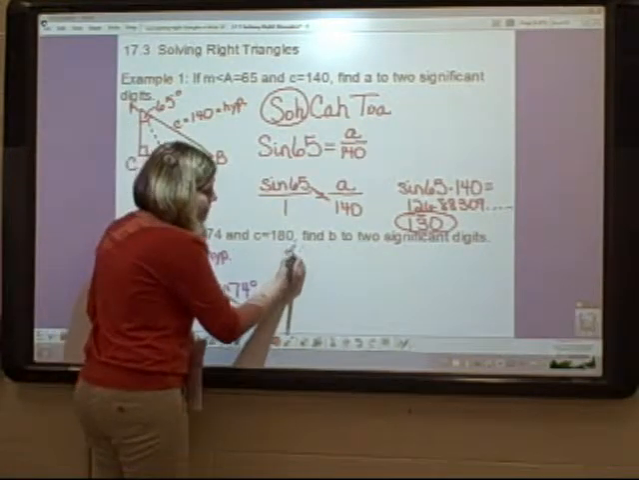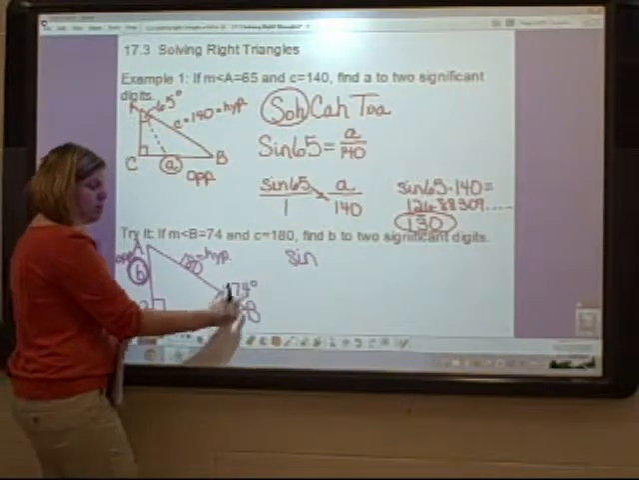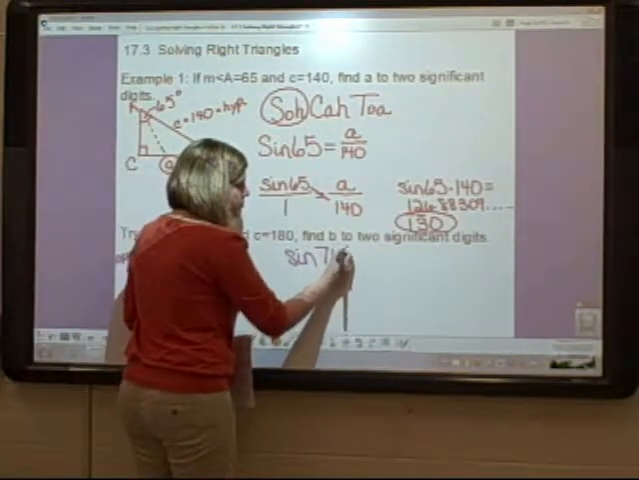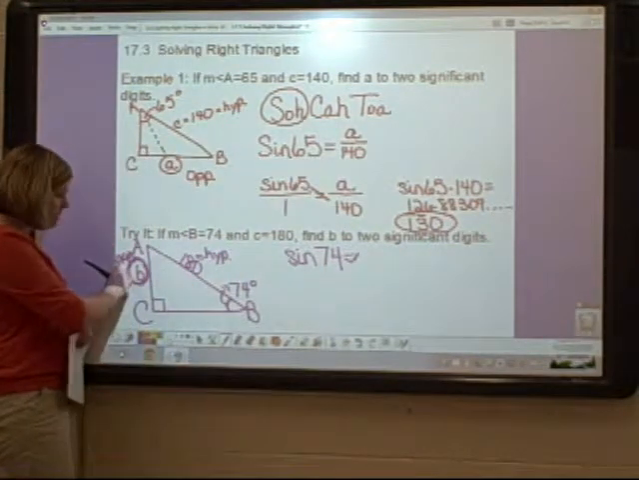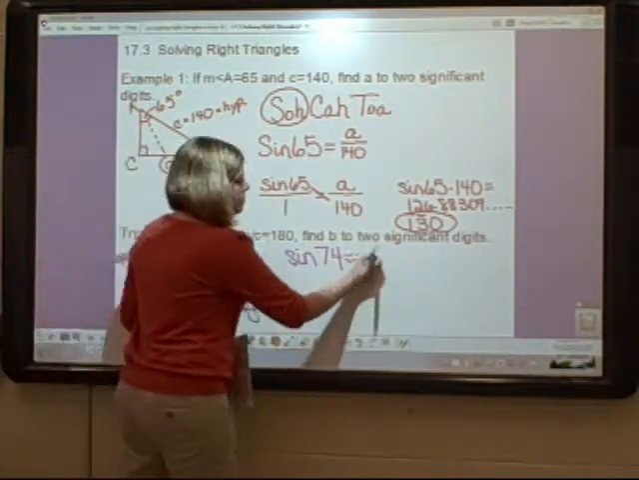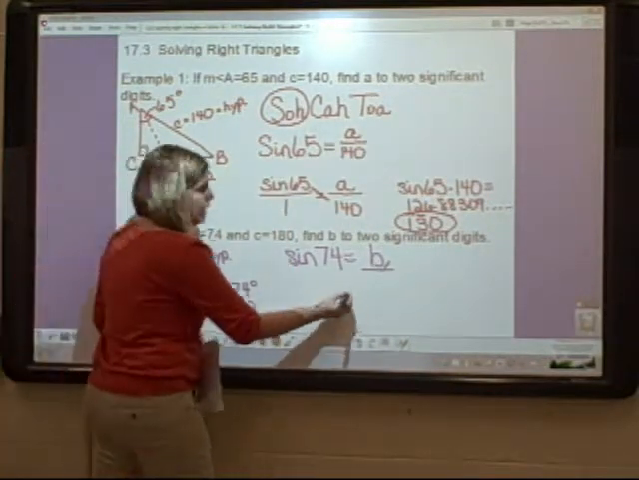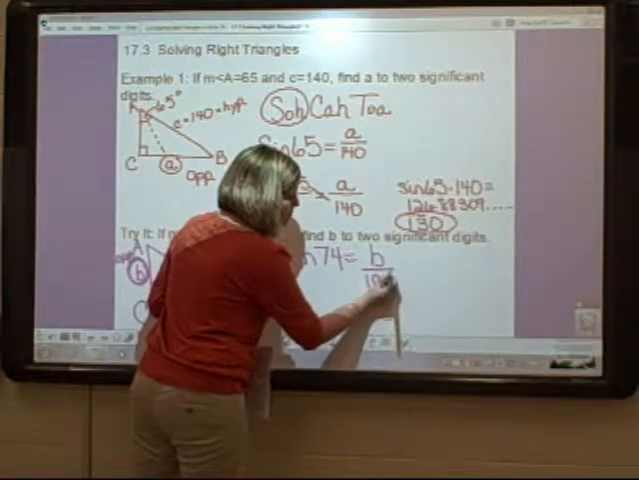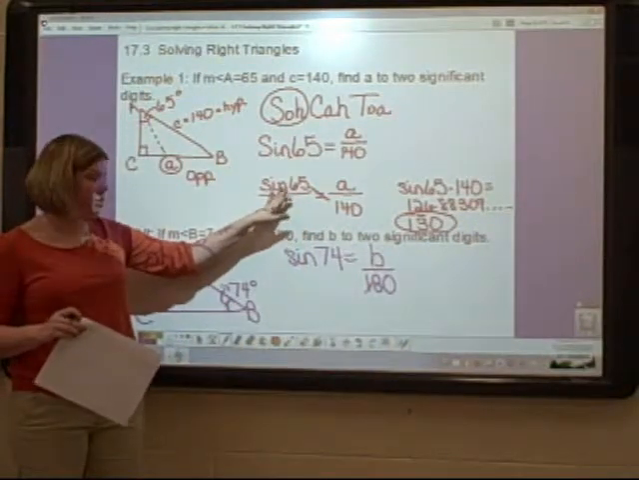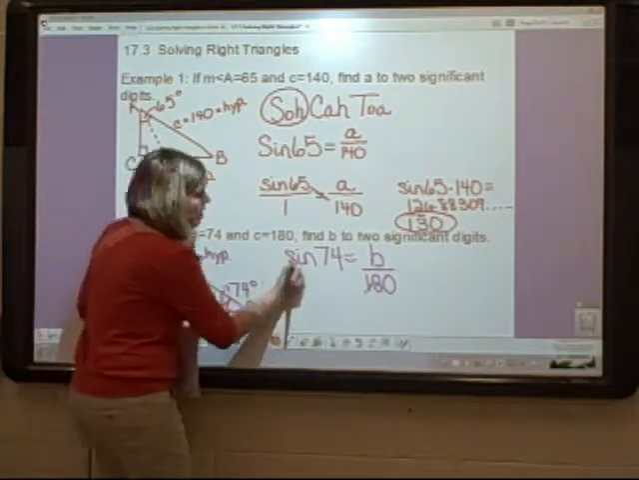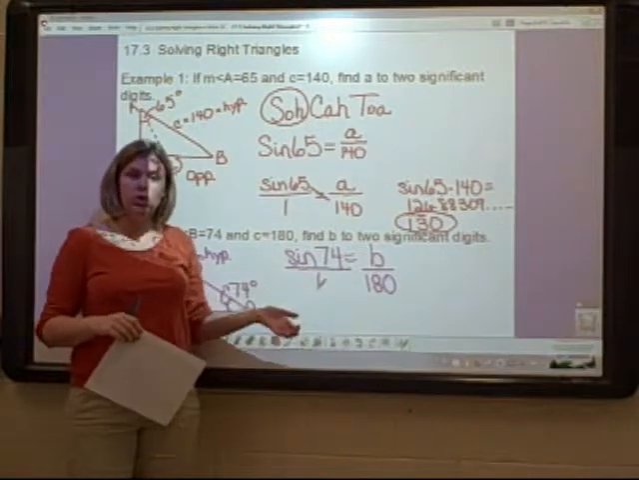So we would have the sine of our angle, which we know the measure of is 74, equals O over H. Opposite, which is our unknown, over hypotenuse, which is 180. And just like we set the one above it up, we're going to set this one up the same way. I'm going to put this over 1. And then to solve this, I would just cross multiply.